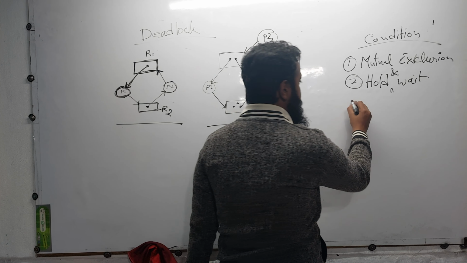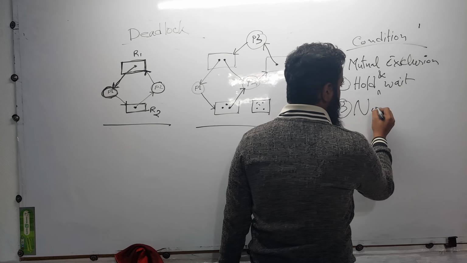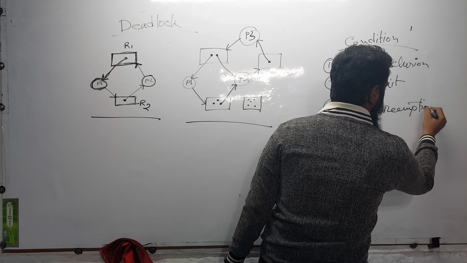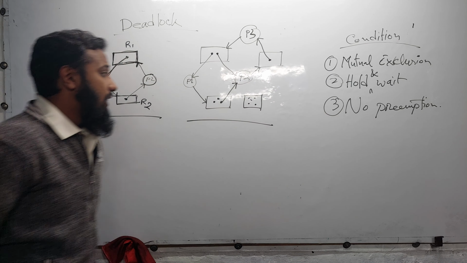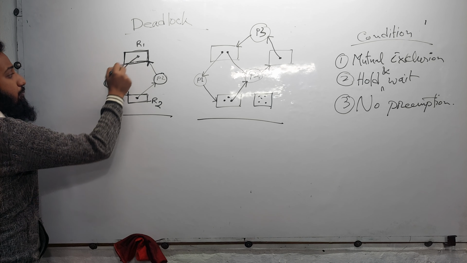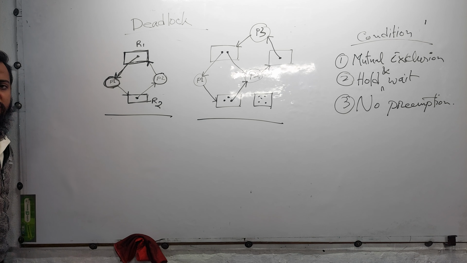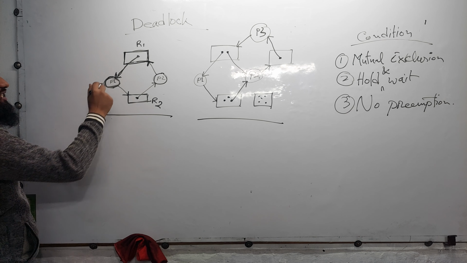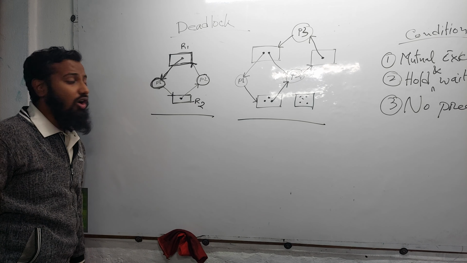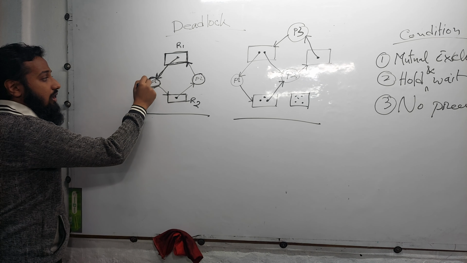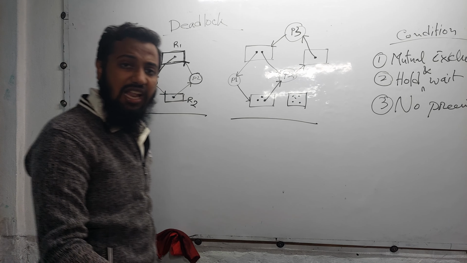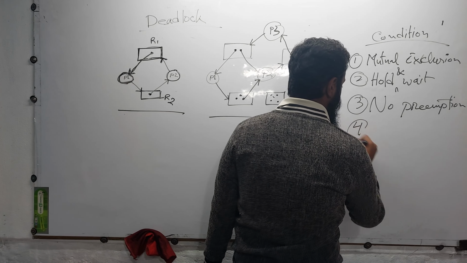Third one is no preemption. No preemption says that if a process is holding a resource instance, this resource can't be freed or preempted from this process before the process executes. And the last one is circular wait.